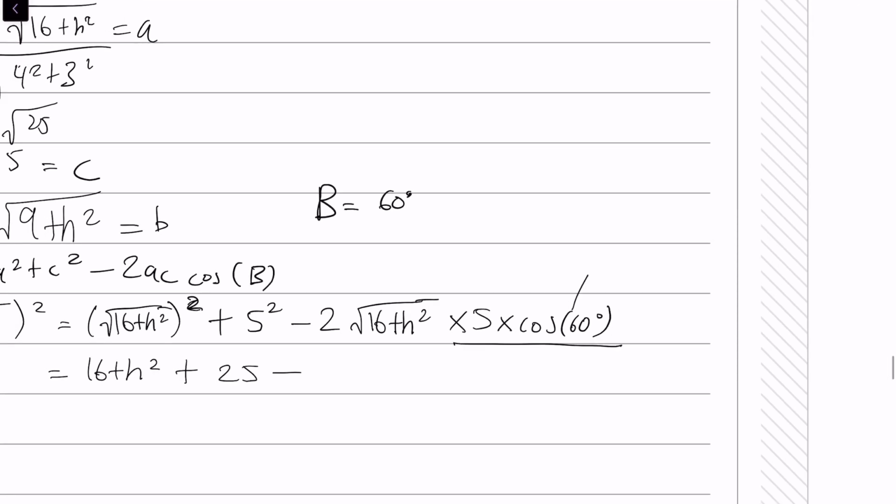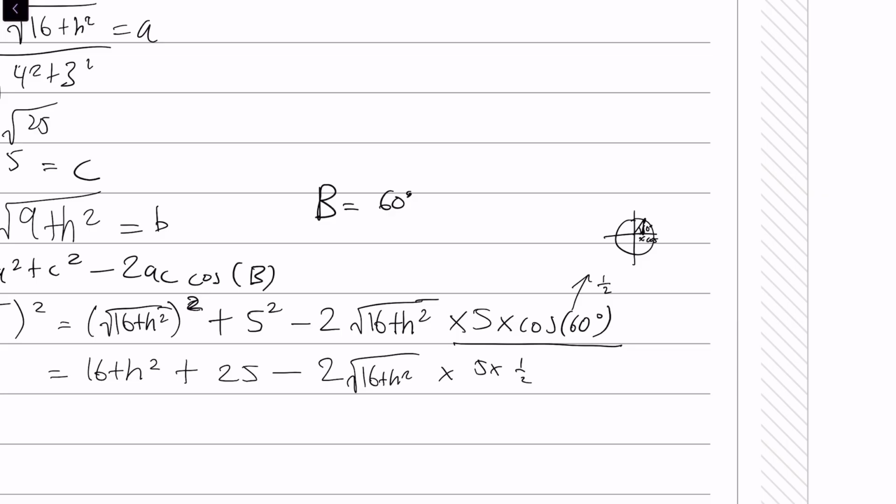So cos 60 degrees, I know from my unit circle that 60 degrees is a bit more than 45 degrees, and so I'll be getting a smaller value on my x for the cos, and so that will be a half. So 2 times 16 plus h squared times 5 times a half.